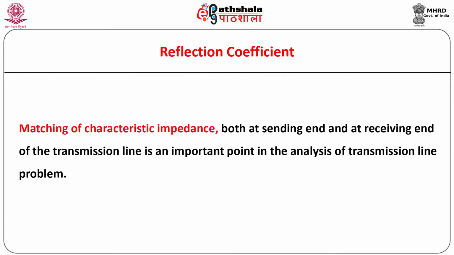It should be noted that the reflected wave, when it reaches the sending end, may get reflected back along the transmission line if the generator impedance does not match with the characteristic impedance of the transmission line. Thus, matching of the characteristic impedance both at the sending end and at the receiving end of the transmission line with the generator impedance and load impedance respectively is an important point in the analysis of transmission line problems.